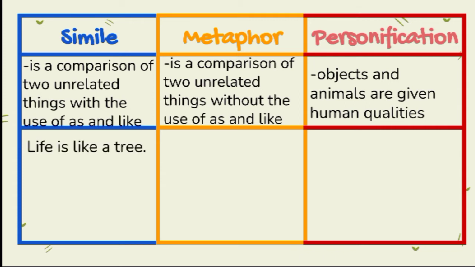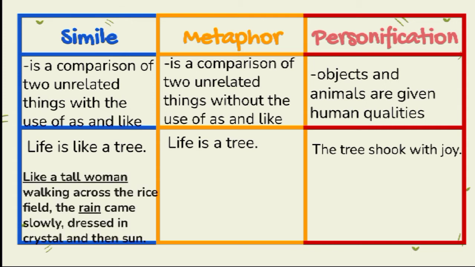For example, in simile, life is like a tree. In metaphor, life is a tree. While in personification, the tree shook with joy. Let's have another example. Like a tall woman walking across the rice field, the rain came slowly, dressed in crystal and then sun. Rain is being compared to a tall woman, using the word like.